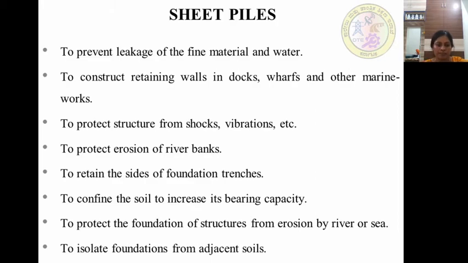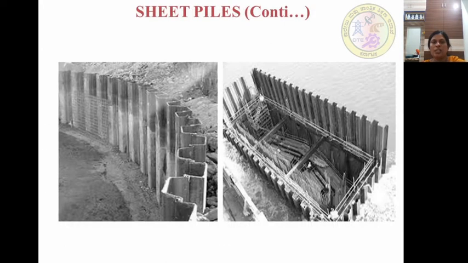And the next figure shows the sheet piles which are provided as a retaining wall in beaches. So these sheet piles are made of steel, which is driven into the ground to prevent backfill from entering the excavation portion. And the advantages of sheet piles are that they can be recyclable and reusable, whereas load bearing friction piles cannot be reused.